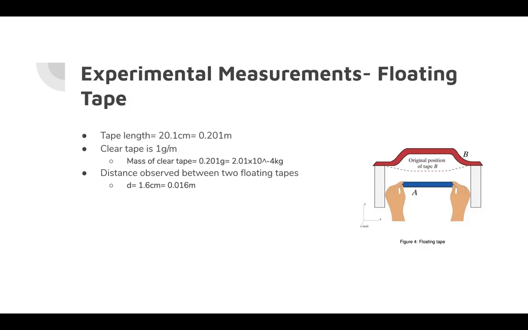The experimental measurements I had for my floating tape were that the tape's length was 0.201 meters, the mass of my clear tape was 2.01 times 10 to the negative 4 kilograms, and the distance I observed between my two floating tapes was 0.016 meters.